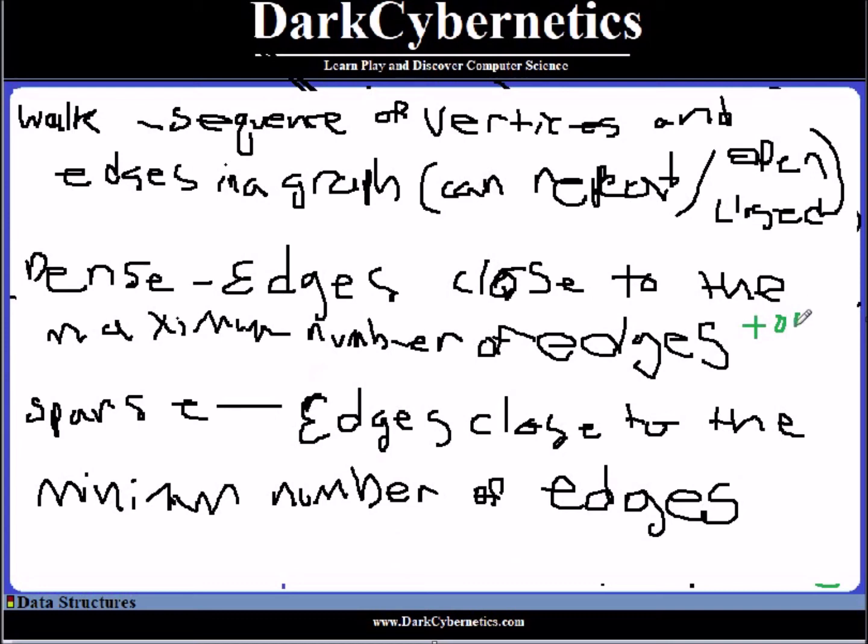We can also say that this is dense. It's too much. There's too many connections. That would be a nice way to think about that. If it's dense, it's too many. If it's sparse, it's sparing. Too many edges.